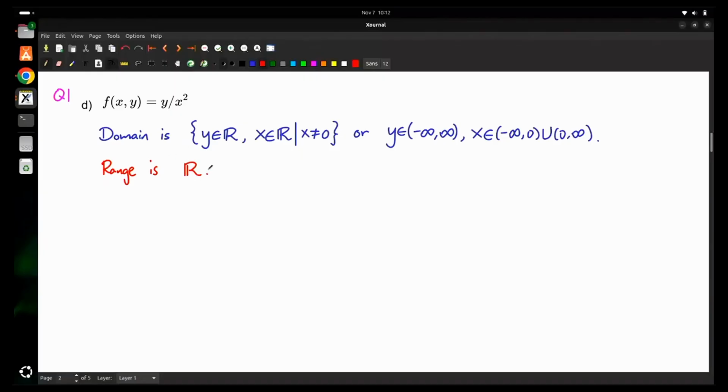So therefore, the range is actually R. That means this x squared can be very small. If x squared is small and y is a non-zero number, then f is going to go to infinity. But y can also be a negative number, so therefore f can go to minus infinity. Alright?